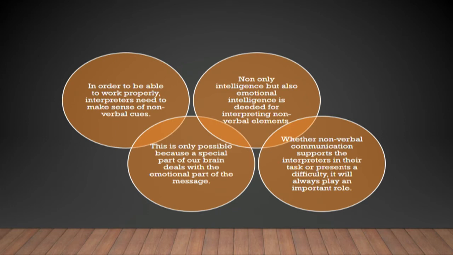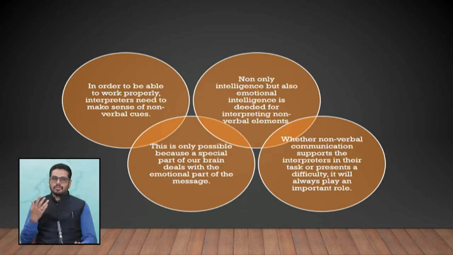Moving forward, in order to be able to work properly, interpreters need to make sense of non-verbal cues. You send cues when you speak to people through your signs, through your gestures, through your posture, through your body language. So those cues are to be taken up properly by the audience if they have to understand what you are trying to say. This is only possible because a special part of our brain deals with the emotional part of the message. Okay, emotions in the message are also very important.